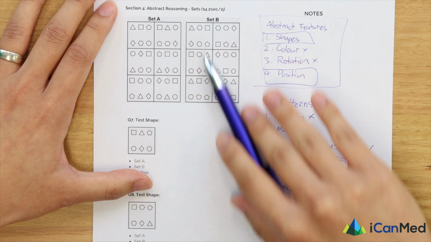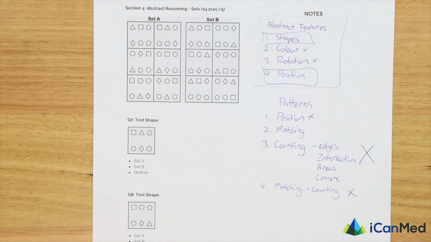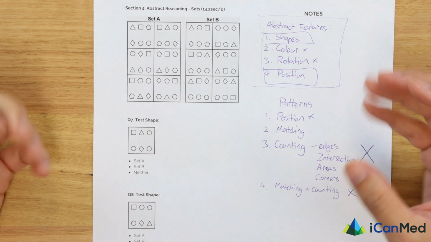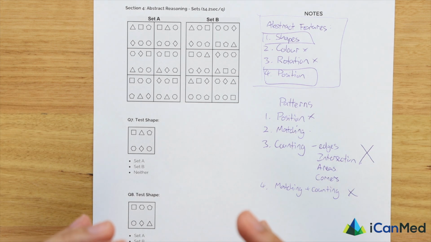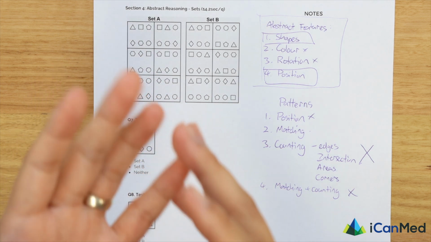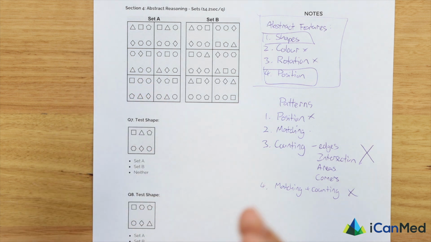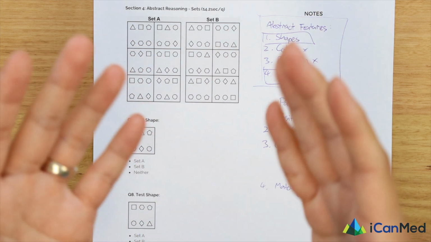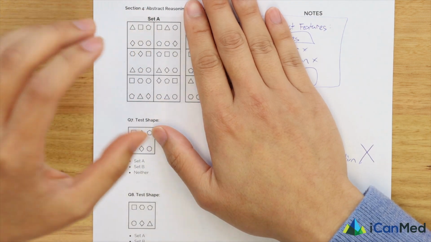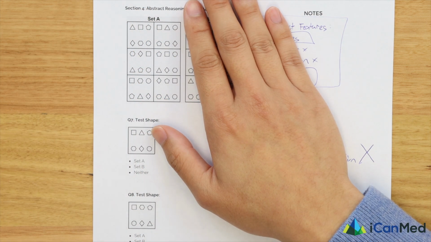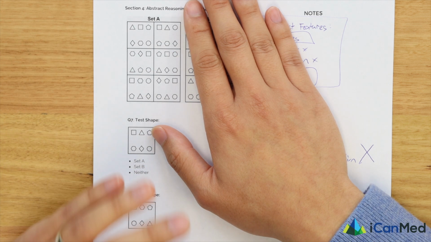So when I take a look at my shapes and position, am I able to form some sort of rules? Okay, now one of the harder things about sets questions is that there are distractors. So not everything actually forms a pattern. You are only able to form a pattern with the features that actually form a pattern. And all the other features are just distractors.